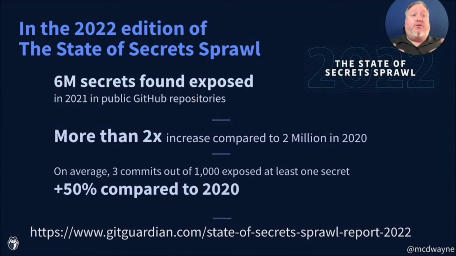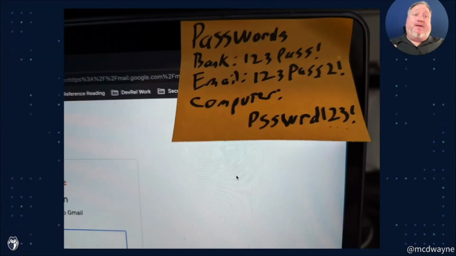This is something we corroborated in 2022 in the State of Secret Sprawl on GitHub. You can go read that report from us at GitGuardian. We found 6 million secrets just laying out there in public GitHub repos. This is a major increase over the previous report that we did, and we saw, on average, a 50% increase in the number of secrets per commits. It's a growing problem.